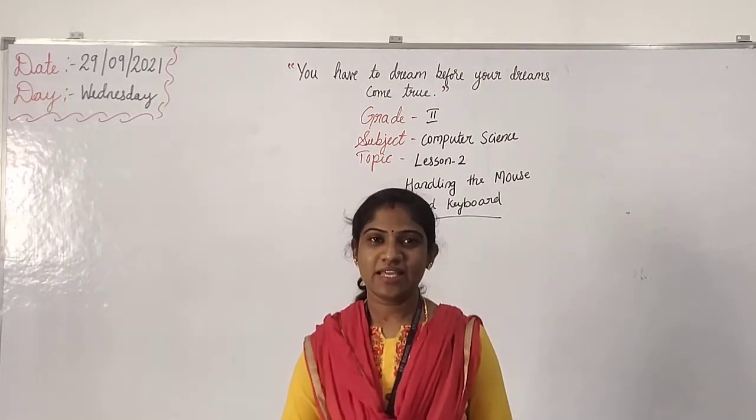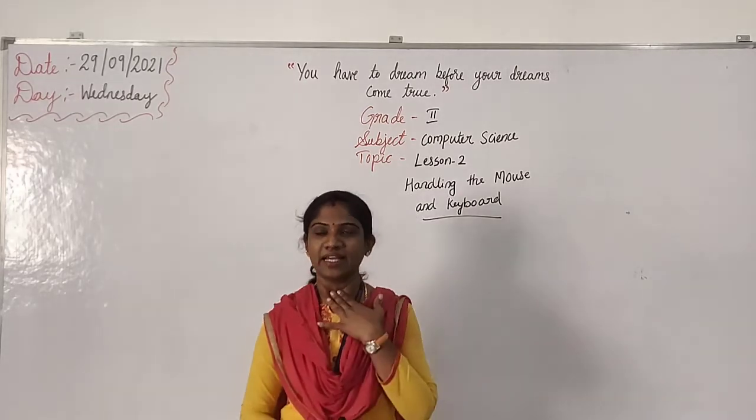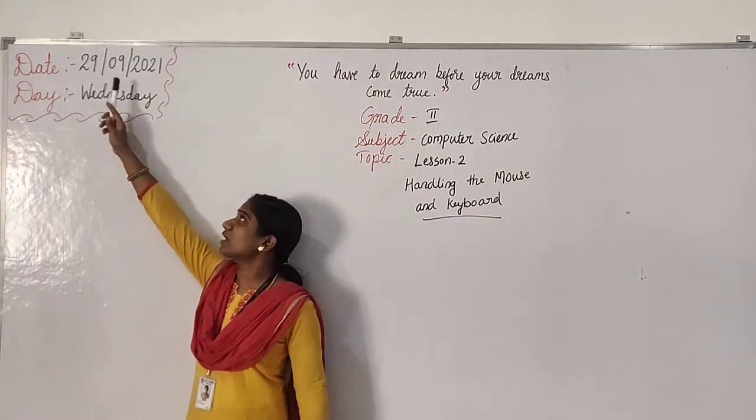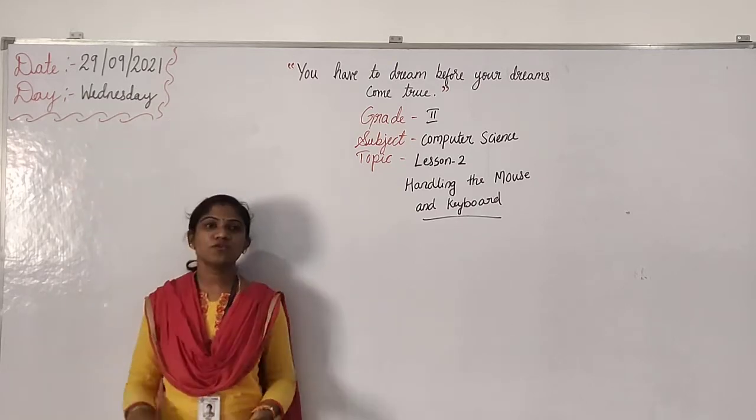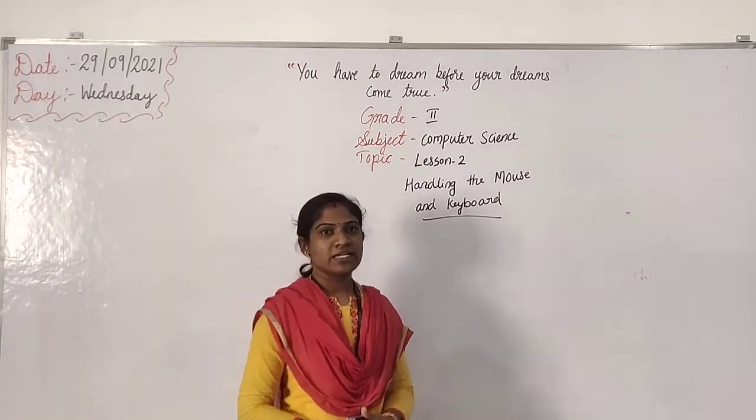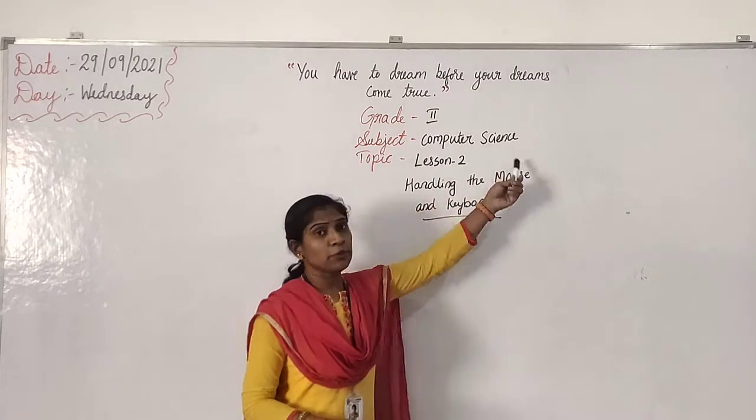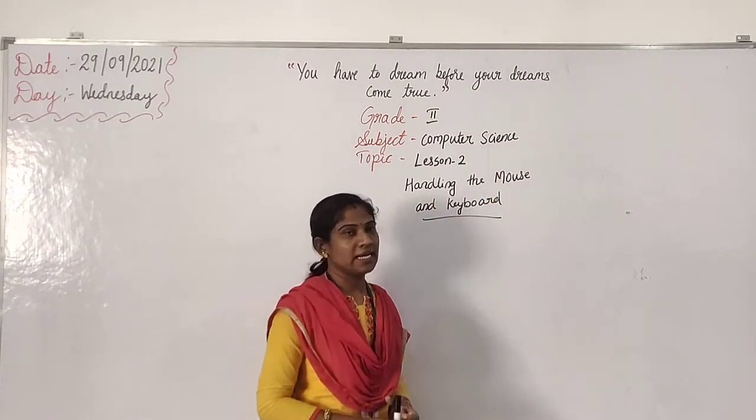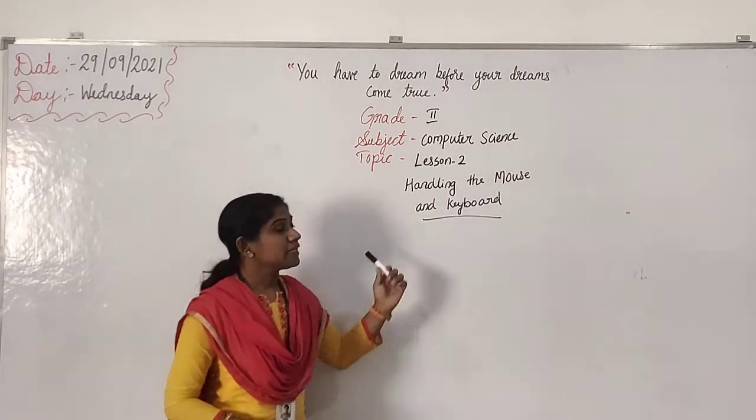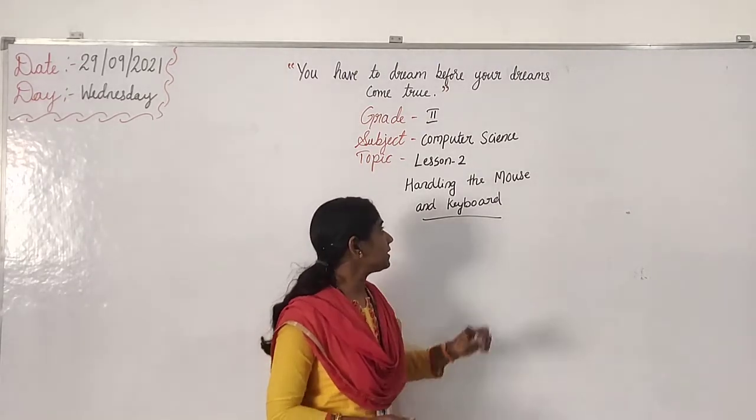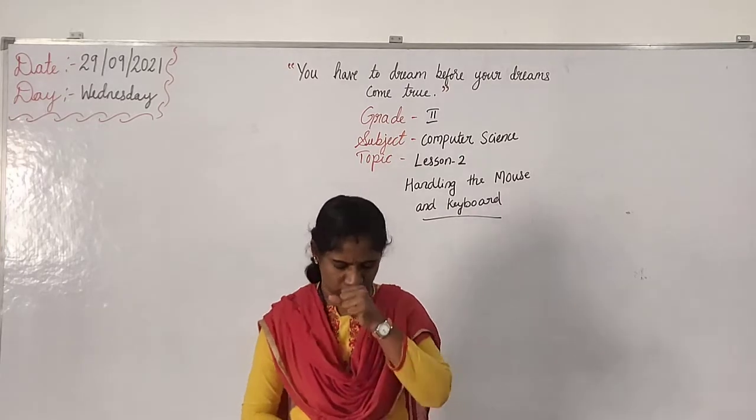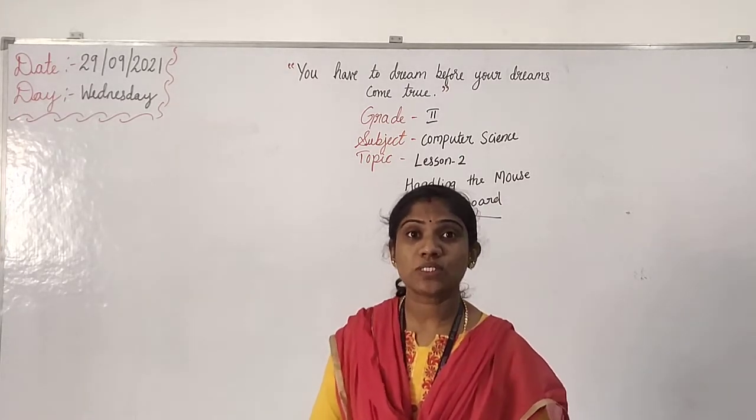We will start. Tell me today's date and day. Today is 29th, the month of September, the year is 2021, and the day is Wednesday. On Wednesday we have computer science. Which lesson are we in? Lesson 2, handling the mouse and keyboards.